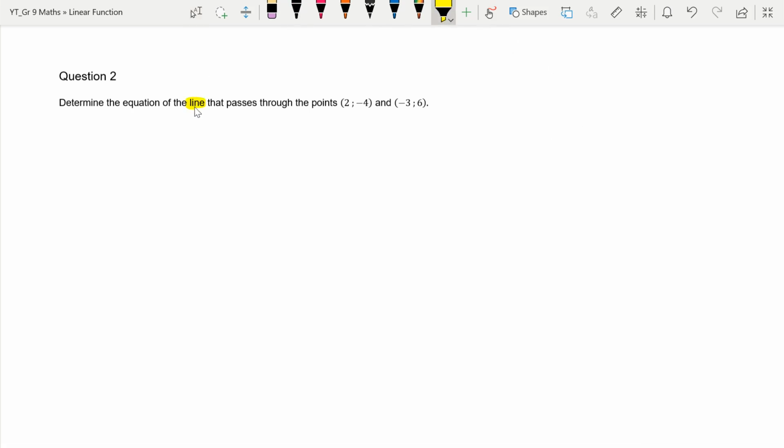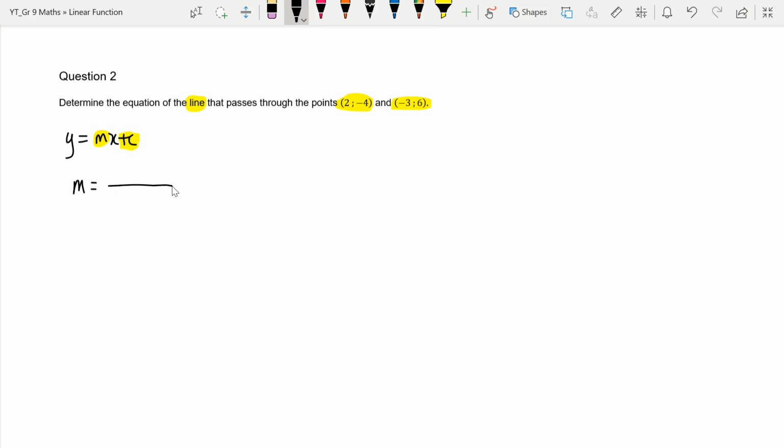So since they tell us that it is a line, we know that it will be in the form y is equal to mx plus c. And they are telling us that that line passes through these 2 points. Okay, that's good, because if we have 2 points, we will be able to calculate the gradient. And then we just need to find a way to find our c, our y-intercept. So let's find our gradient.